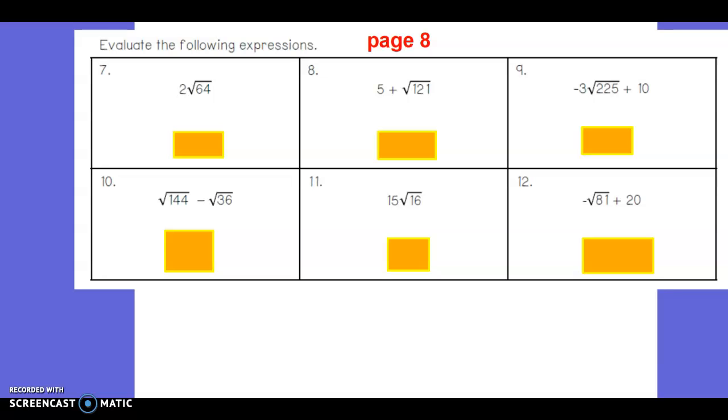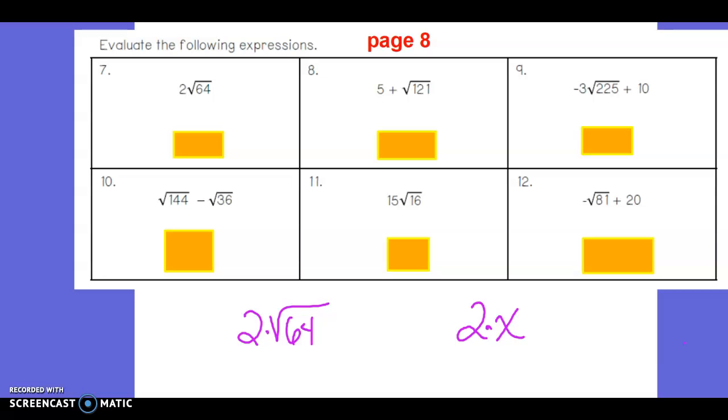Okay, so these are a little bit trickier because you might not have known what to do when you see this number in front of a square root sign. Just like when you see a number in front of an x, we know that it is implied that they are multiplied together. So the same thing with the square root. If you have a number in front of a square root, it's implied that they are multiplied together.